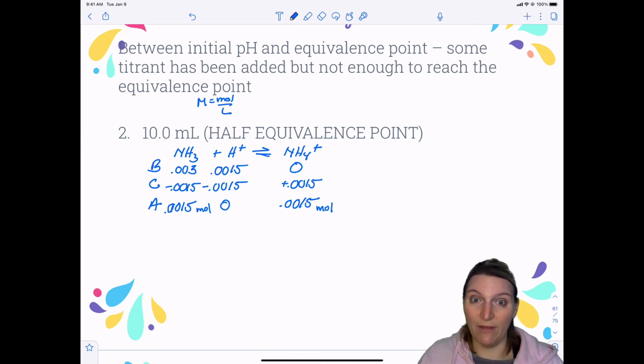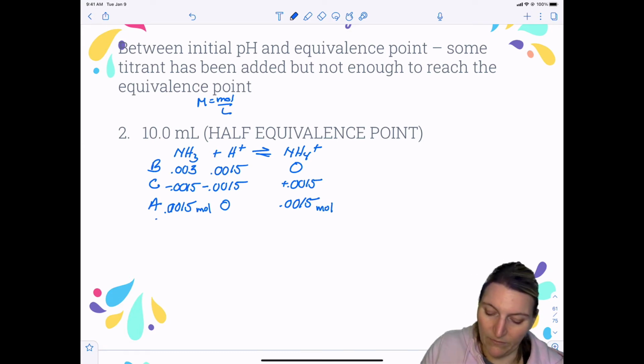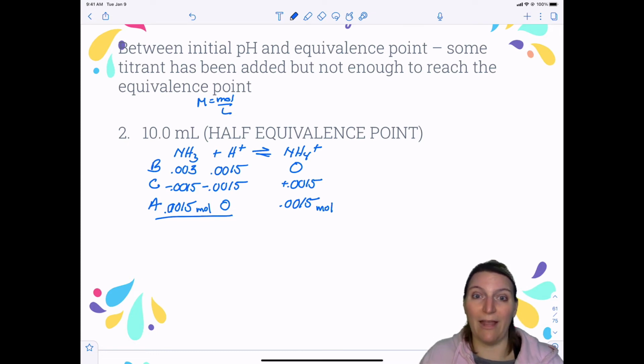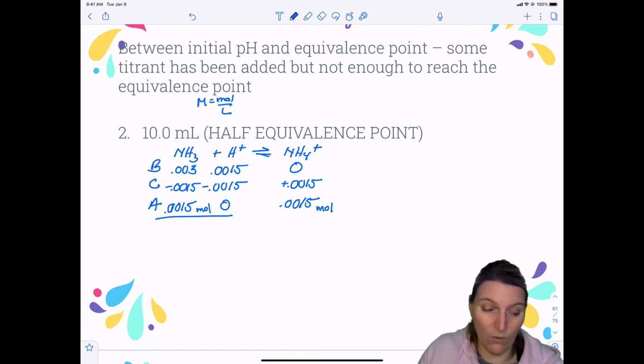So now I divide by the new volume to get my new molarity. And I started out with 30 milliliters. I add 10 milliliters. So now I have 40 milliliters, or 0.040 liters.